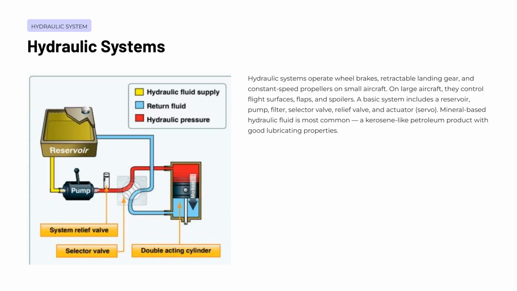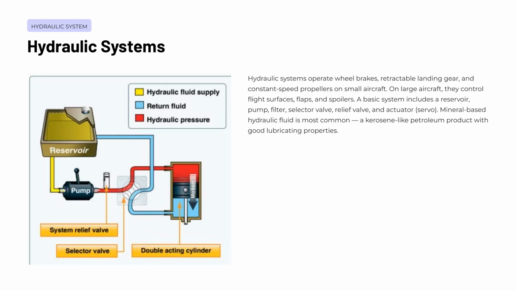Every hydraulic system, regardless of size, is built around the same core components. You have a reservoir that stores the fluid, a pump that pressurizes it, and a filter that keeps contaminants out of the system. A selector valve directs fluid to the appropriate component, a relief valve protects the system from excessive pressure, and an actuator, sometimes called a servo, converts that hydraulic pressure into mechanical movement.